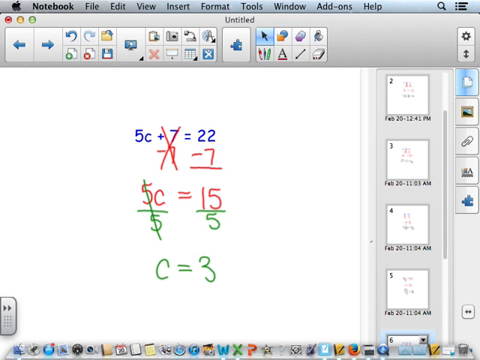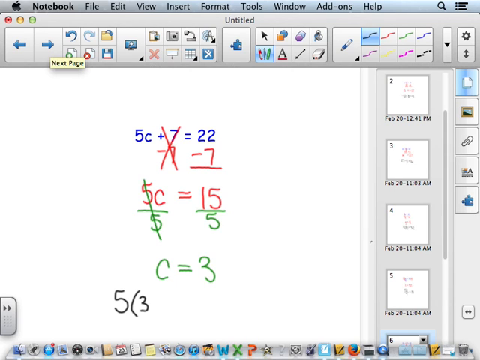Again, I'm going to check my solution to make sure that it is correct. My original equation was 5 times c plus 7 equals 22, but now that I'm saying c is 3, I will have 5 times 3 plus 7 equals 22. Because 5 times 3 is 15, and 15 plus 7 is 22, I know that my solution is correct.